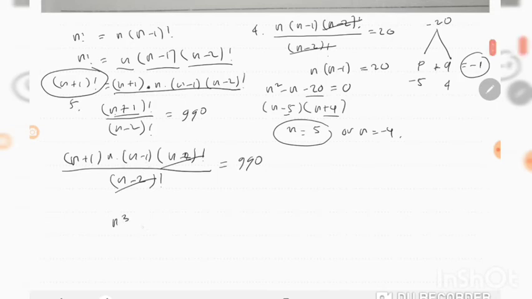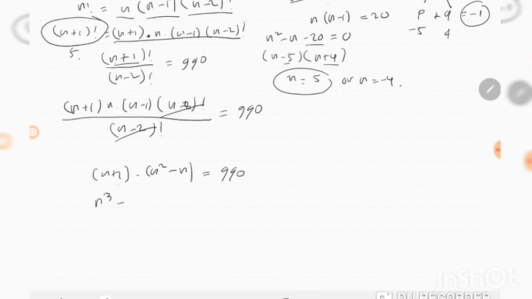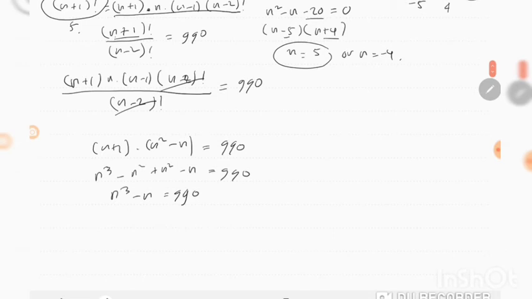And then you multiply all. So n plus 1 times n squared minus n equals 990, or you can write n cubed minus n squared plus n squared minus n equals 990, so you get n cubed minus n equals 990. So n cubed minus n minus 990 equals 0.